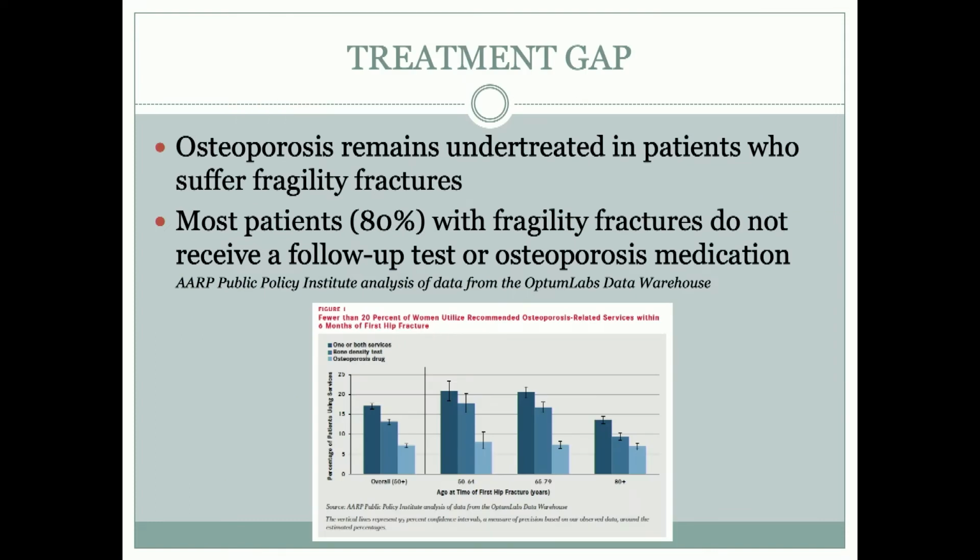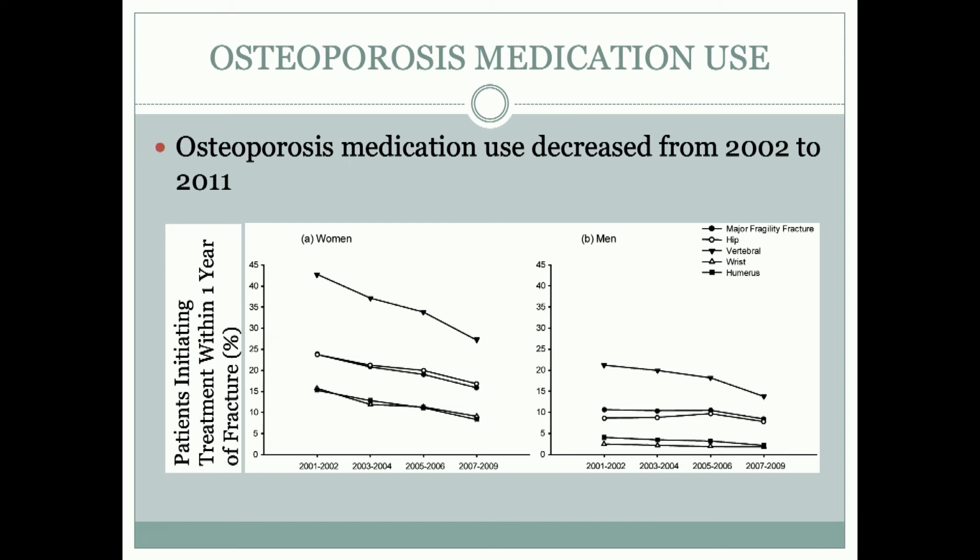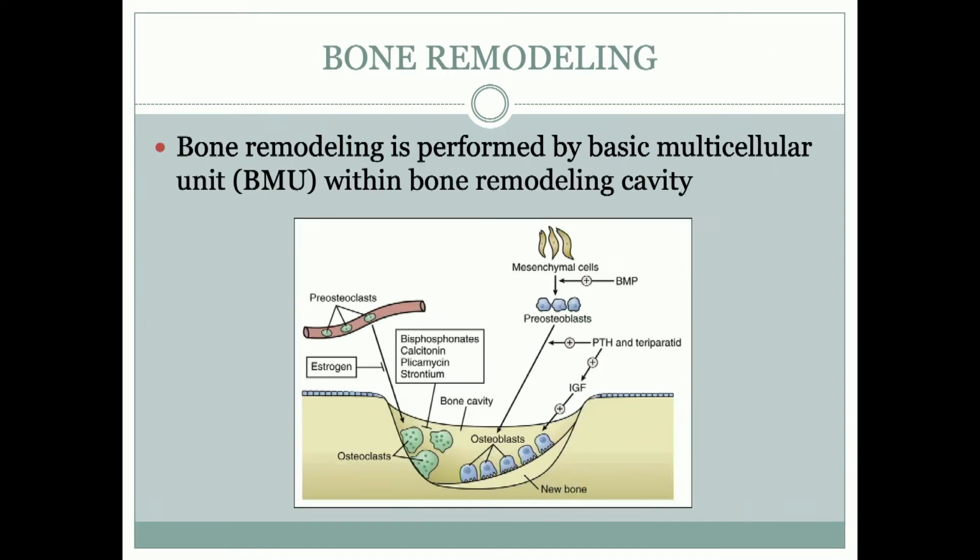But there still really is a significant treatment gap in terms of fragility fractures. It remains undertreated. 80% of patients with fragility fractures don't even receive a follow-up test or osteoporosis medication. And the actual number of prescriptions for osteoporosis medications decreased from 2002 to 2011.